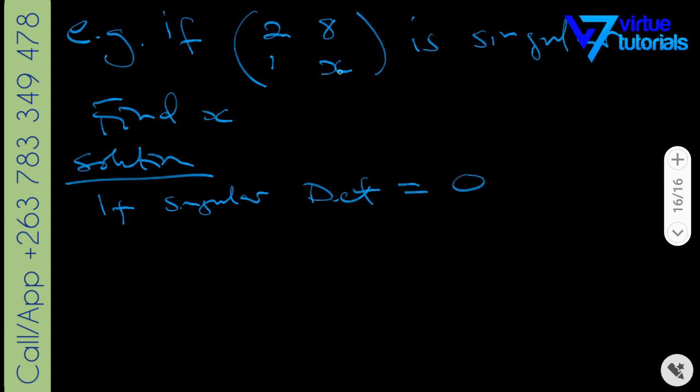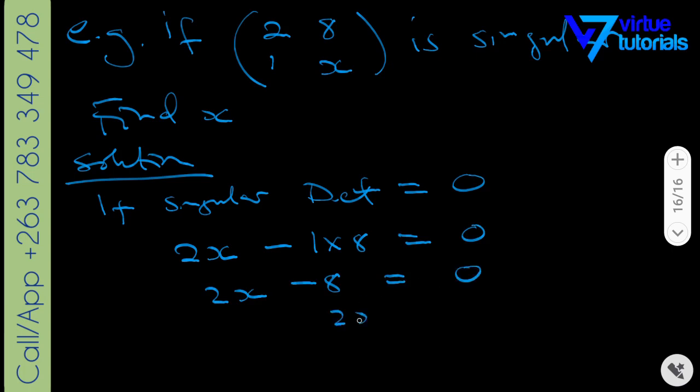So what's the determinant? 2 times x minus 1 times 8. So 2 times x minus 1 times 8 should be equal to 0. 2x, 1 times 8 is 8, minus 8 should be equal to 0. So 2x, if we take 8 that side, minus 8 becomes plus 8, is equal to 8. So 2x is equal to 8. If we divide both sides by 2, we get x is equal to 4. So if the matrix is singular, it follows that x takes the value of 4.